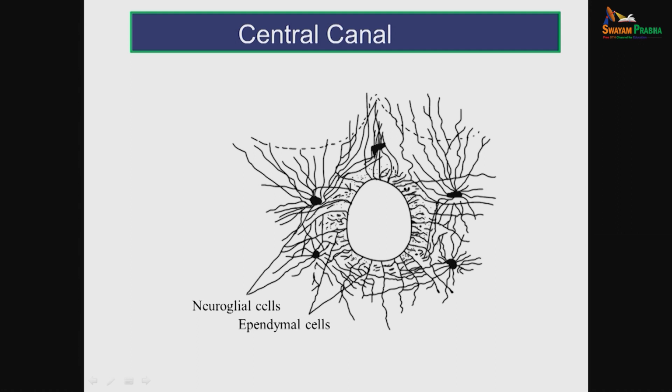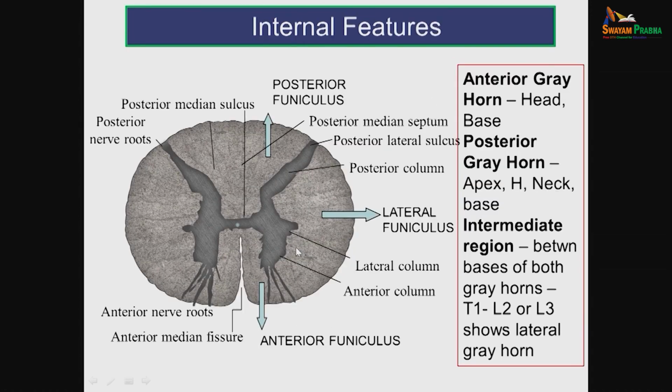As you all know, ventricles are lined by ependyma. Surrounding this, you have neuroglial tissue which is called as substantia gelatinosa centralis. The neuroglial tissue, what you are seeing here surrounding the central canal, is called as substantia gelatinosa centralis. So, this is the central canal. We will go back to the previous slide and see the central canal again.